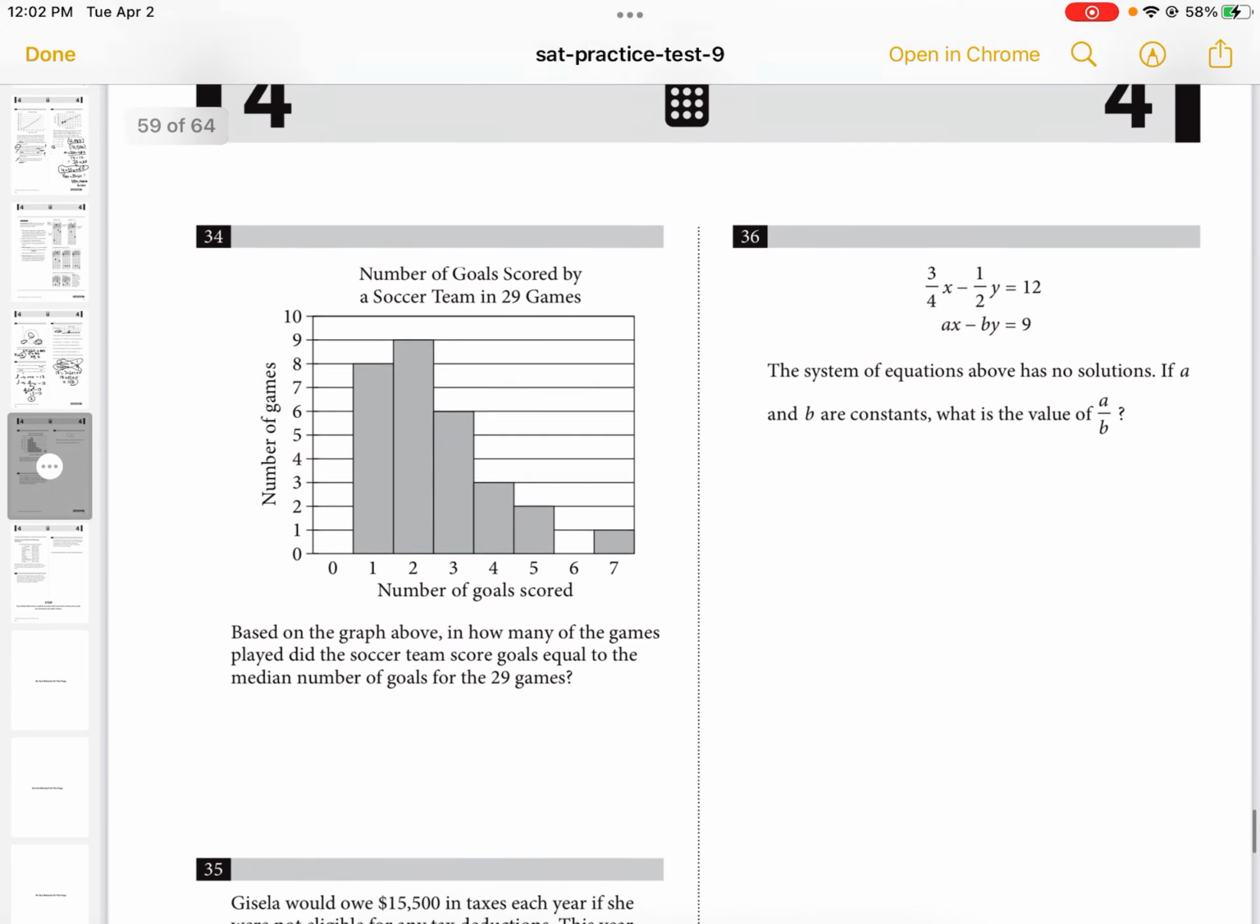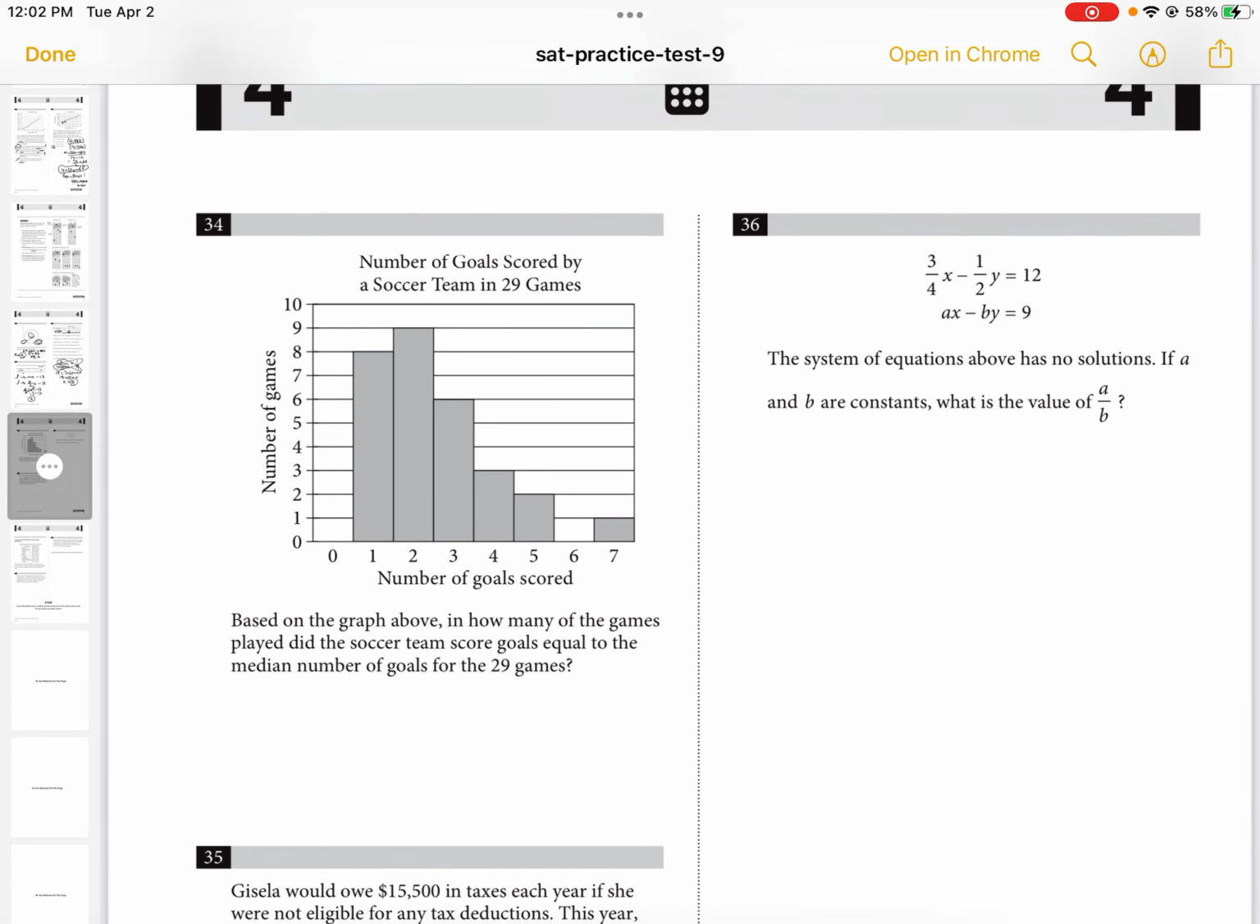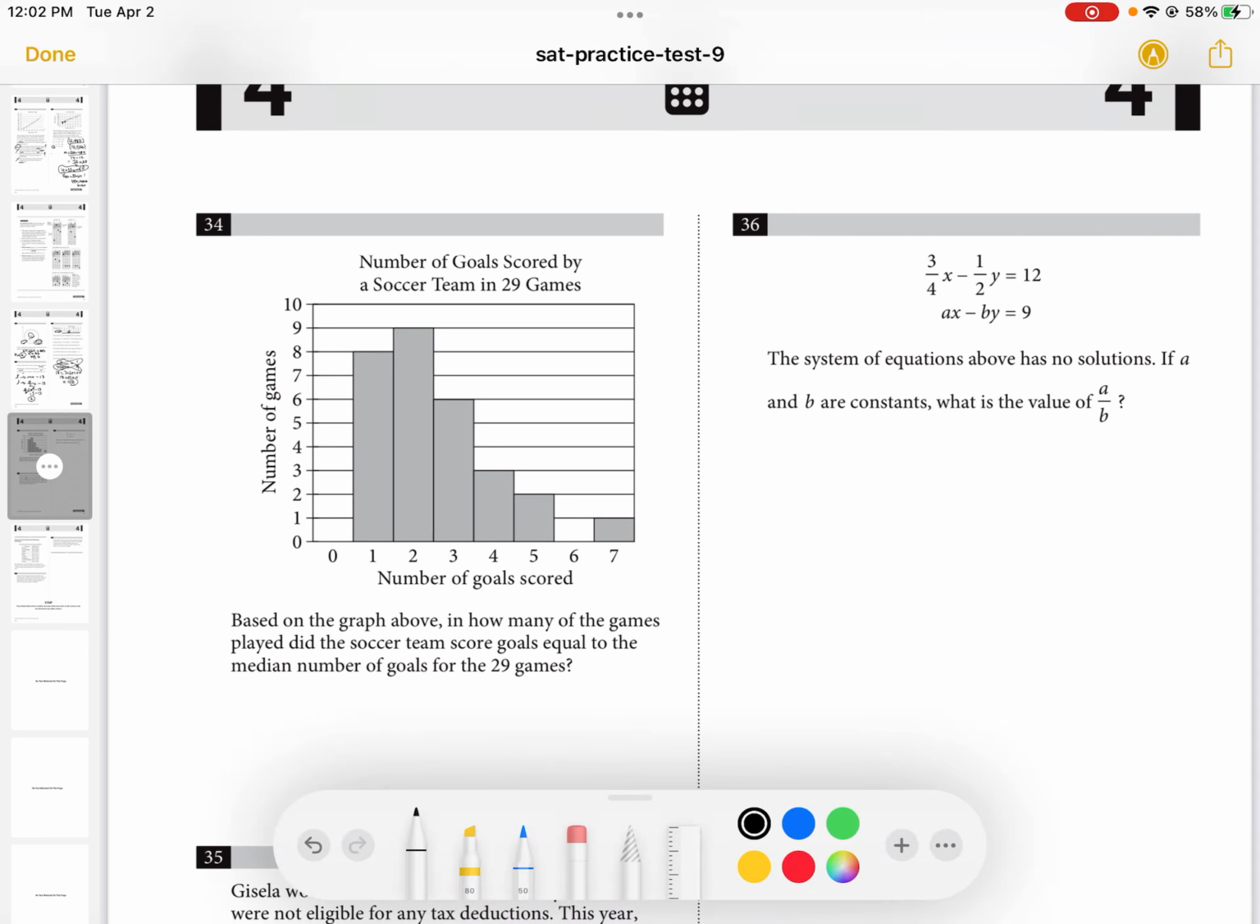Number 34. Based on the graph above, how many of the games played did the soccer team score goals equal to the median number of goals scored for the 29 games? 29 is an odd number, so we have exactly one game that will be the median. The middle of a set of 29 items will always be the 15th item, because we have 14 that are less than it and 14 that are more than it. 14 plus the middle, 14 plus 14 plus 1 is 29.